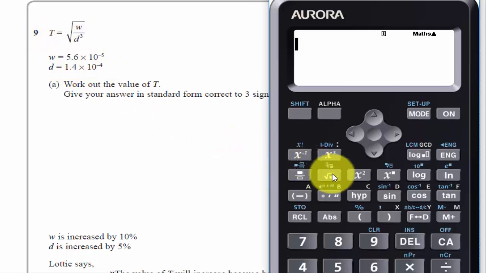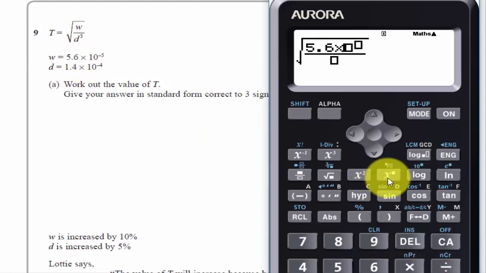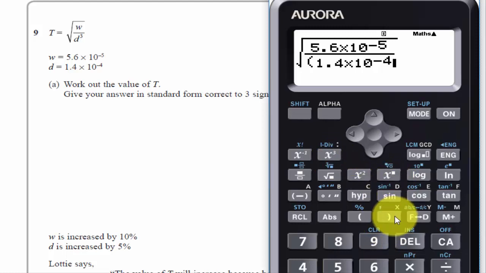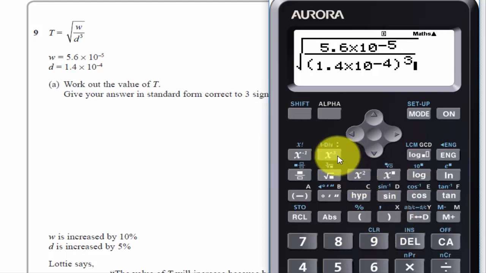So I want the square root on a fraction. W is 5.6 times 10 to the minus 5. Now d on the bottom is 1.4 times 10 to the minus 4, but all of it's cubed. So I need to put it in brackets first. 1.4 times 10 to the minus 4. Remember to close the bracket and then cube it.